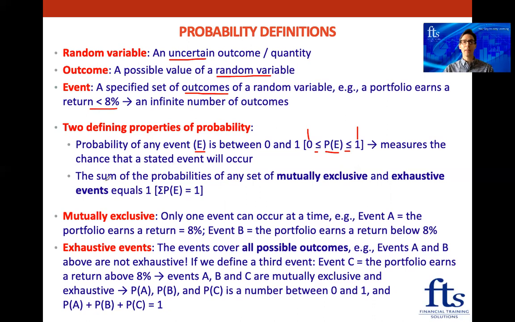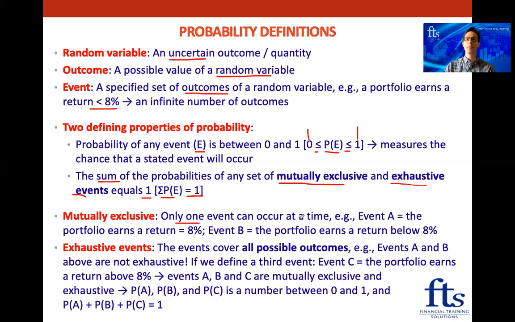And then the other property is that the sum of the probabilities of any set of mutually exclusive and exhaustive events equals 1. So the sum of the probabilities equals 1. Now, a very good question, and you might ask yourself, what does mutually exclusive and exhaustive mean? It's over here. Mutually exclusive is where only one event can occur at a time.